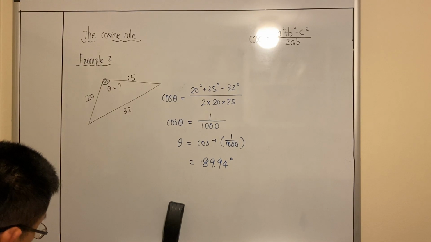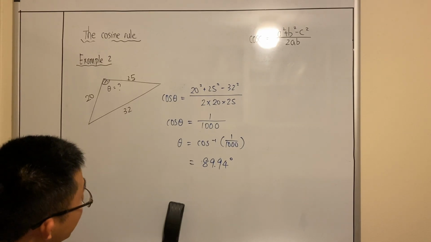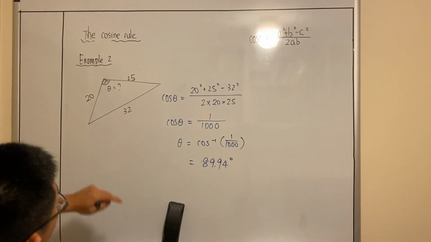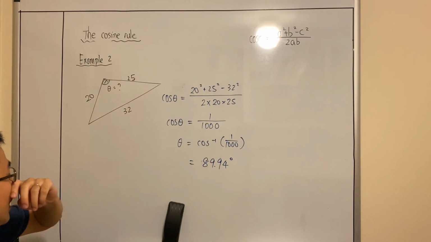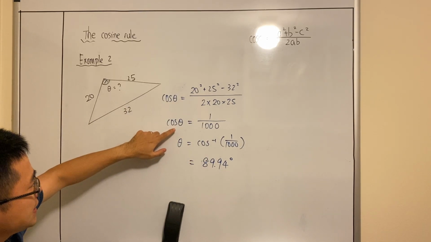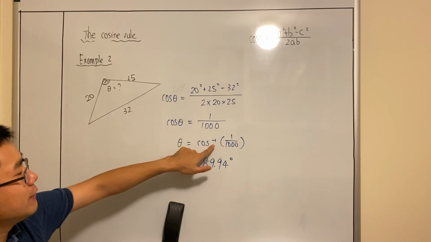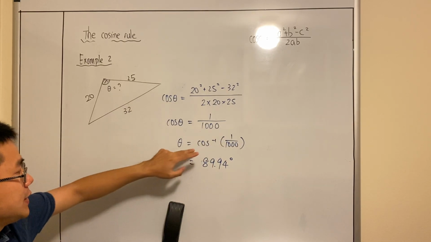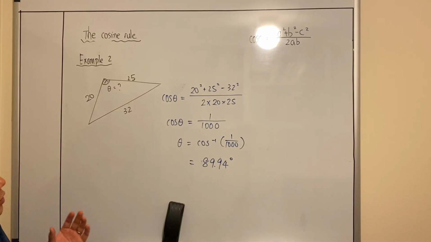I have no idea why I made that mistake. Let's try it one more time. Yep, 89.94. So that angle here is 89.94 degrees after you finish all the calculations. So just be careful, don't make a mistake. I guess what I did is I didn't do shift cosine. To get an inverse cosine of 1/1000, I just did cosine of 1/1000. That's why I get such a small answer here. Just make sure that you don't make the same mistake.